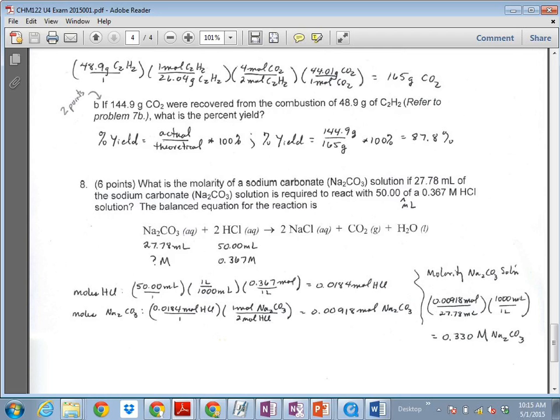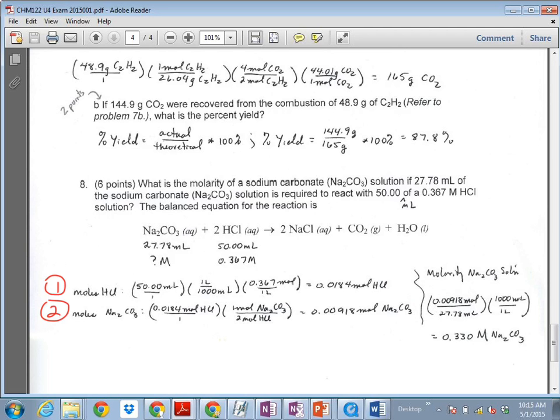Okay, so if we start with the moles of HCl, or go for the moles of HCl, and notice if I label here, I don't have to be explicit in my problem. We had 50 mL of HCl at 0.367 molar. So we take the volume, we convert it to liters, and then we use the molarity to get to moles of HCl. The second part, once you have moles of HCl, go ahead and get to moles of sodium carbonate using the stoichiometry. 2 moles of HCl for every 1 mole of sodium carbonate. So the moles of HCl will cancel, and we have moles of sodium carbonate.